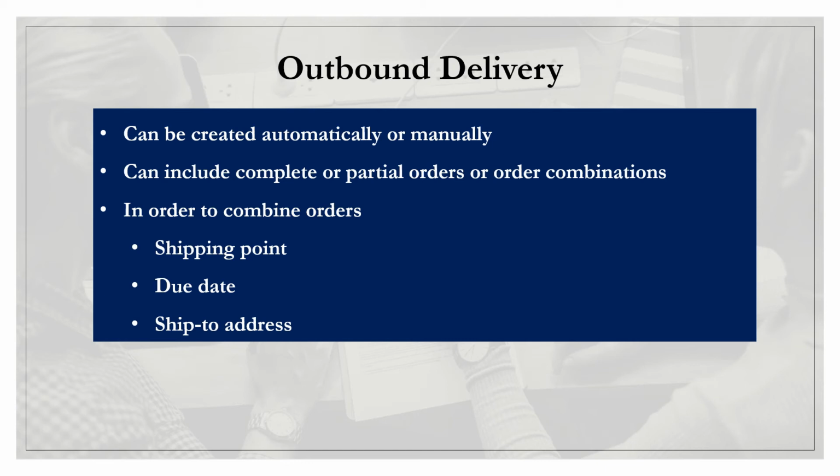One thing though: in order for us to combine orders, there has to be some criteria that are met. The shipping point has to be the same, which means it has to ship out of the same warehouse. The due date has to be the same, and the ship-to address has to be the same. If the ship-to address is different, obviously you can't have one outbound delivery document going to two different locations. In that case, you would have two separate outbound delivery documents. So in order to combine orders, we have to have these three things in common.